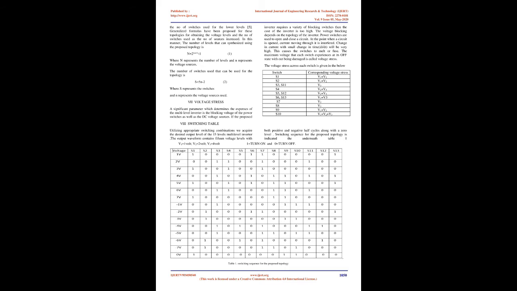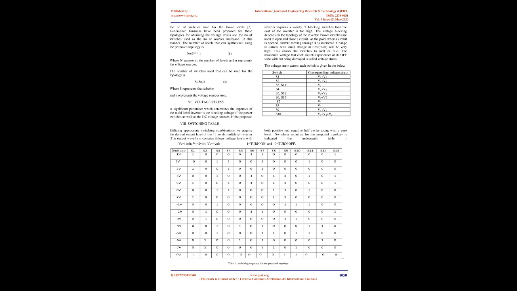The number of switches used for the lower levels is 5. Generalized formulas have been proposed for these topologies for obtaining the voltage levels and the number of switches used as the number of sources increases. In this manner, the number of levels that can be synthesized using the proposed topology is N = 2^(n+1) - 1, where N represents the number of levels and n represents the voltage sources. The number of switches that can be used for the topology is S = 5n + 2, where S represents the switches and n represents the voltage sources used.